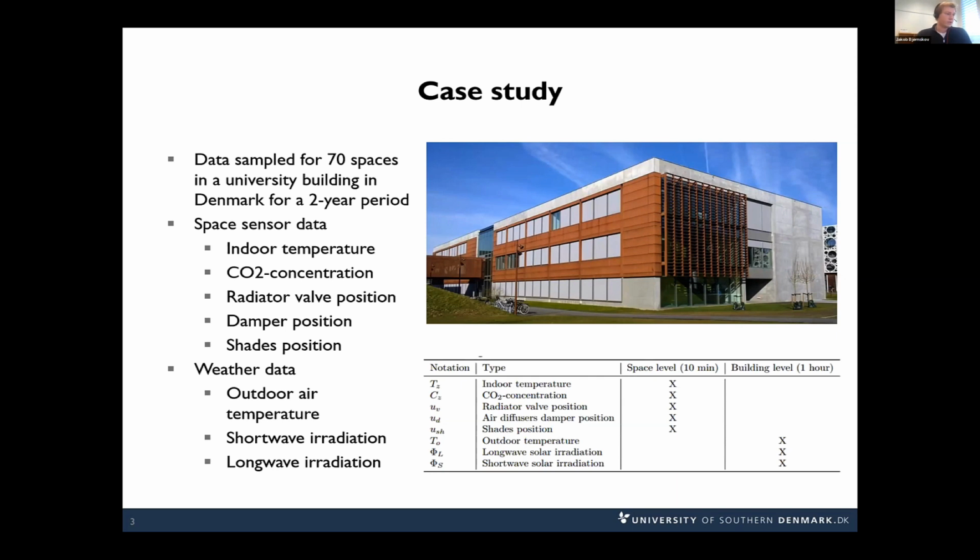And on the building level, we sample outdoor air temperature, shortwave, and longwave irradiation. I should say that the data sampled on space level is sampled on a 10 minute interval, while the weather data is sampled on a 1 hour interval.